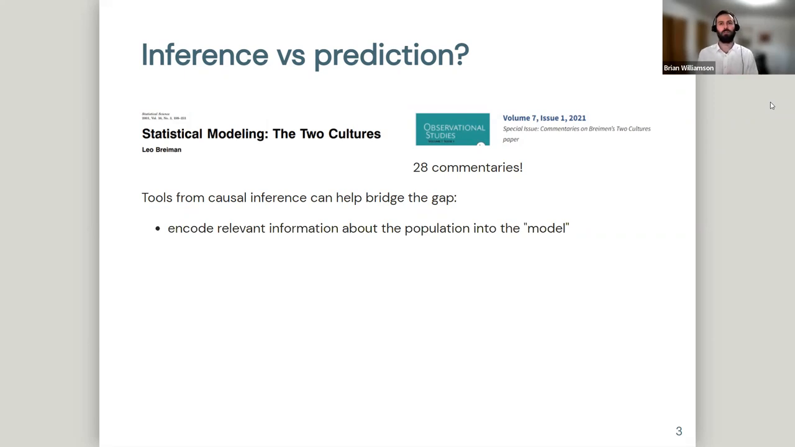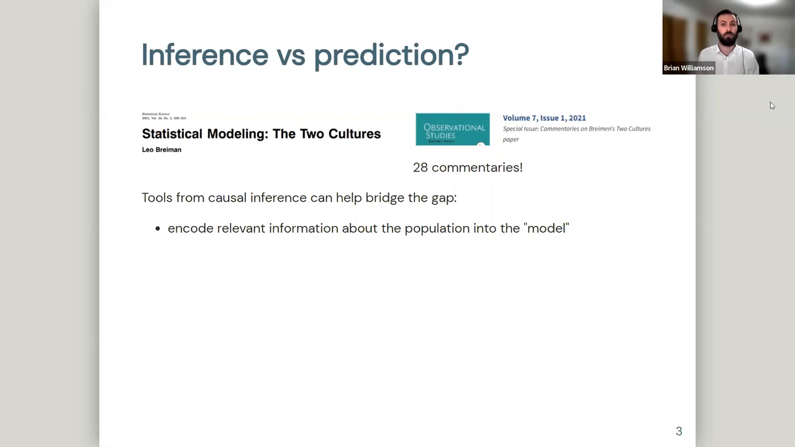So again, thinking about trying to use these tools to bridge this gap between traditional inference and traditional machine learning. One key takeaway from these commentaries, and from causal inference, is: what do we mean when we think about a model? I'm going to abstract model to the largest possible definition, which is a collection of distributions.